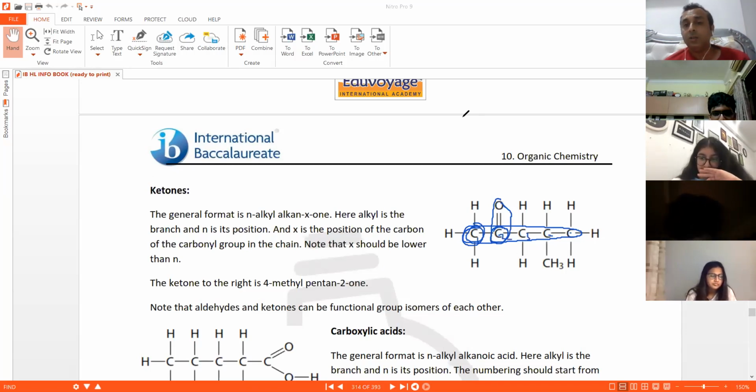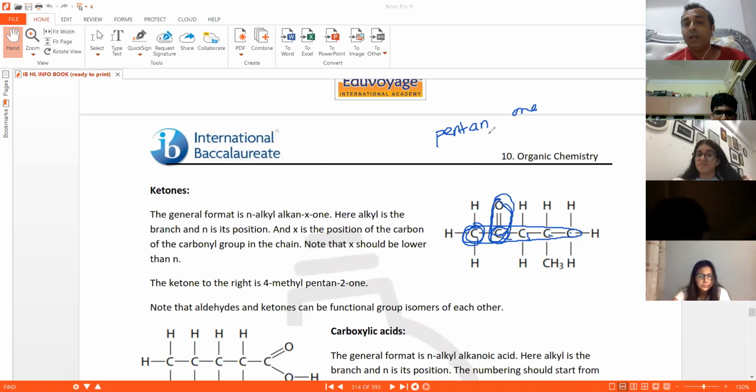So this is carbon number 1, 2, 3, 4, 5. So this is pentanone. But I have to include the position of the carbonyl. Carbonyl is at carbon number 2. So pentan-2-one, like how we write but-2-ene, that way, pentan-2-one. So in ketone you must include the position of the carbonyl. Also at carbon number 4 there is methyl, so 4-methyl pentan-2-one.